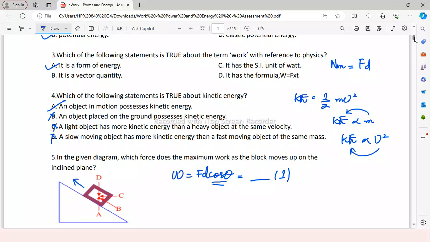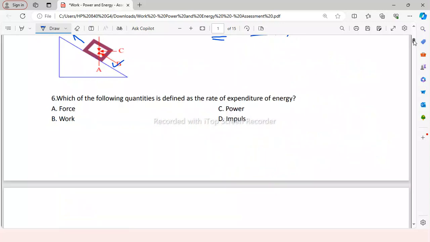So we say in this case the force which is directed in the arrow shown in this option B would be the one in whose case theta will be 0 and maximum work done will be obtained. Then, which of the following quantities is defined as the rate of expenditure of energy?